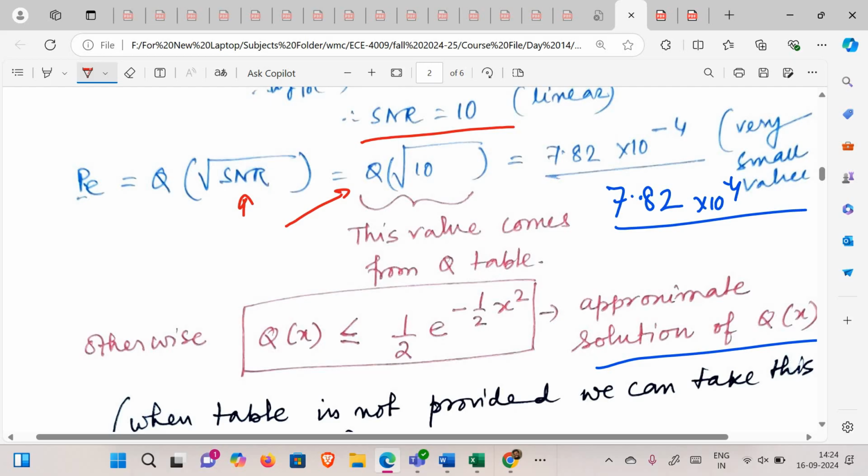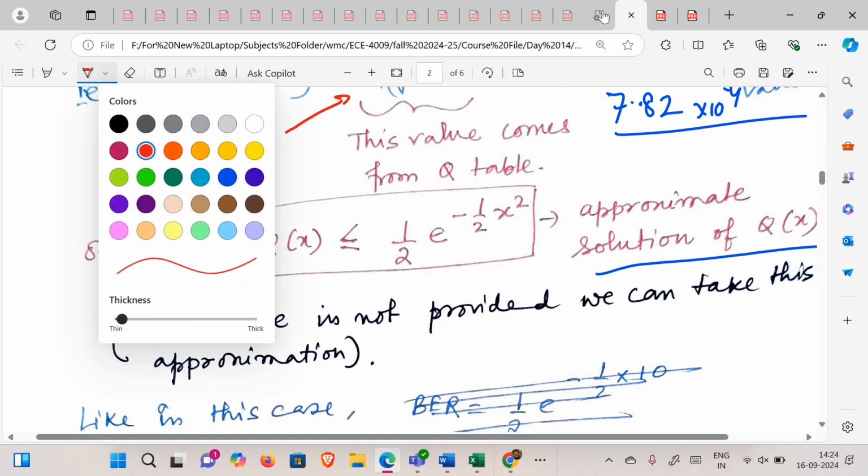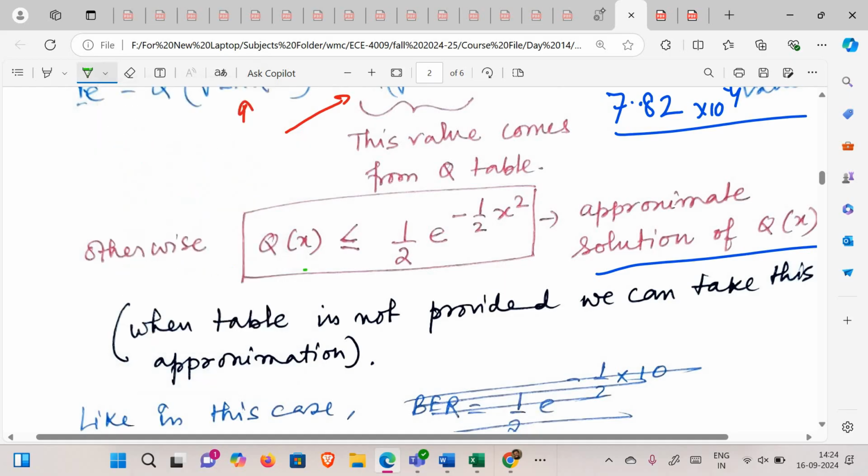There is a Q table that we usually look into. But if it is not there, and in almost all cases you are not going to have it with you, the approximate solution is given by the equation given here. Please make a note of this. Q of x is less than or equal to half of e to the power minus half x squared. The same thing is written here, in case it is not visible.